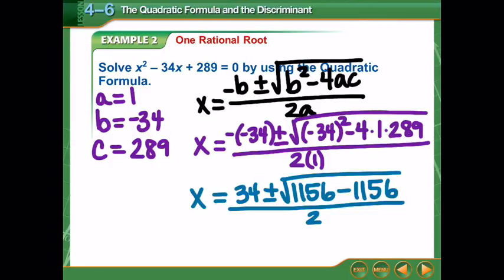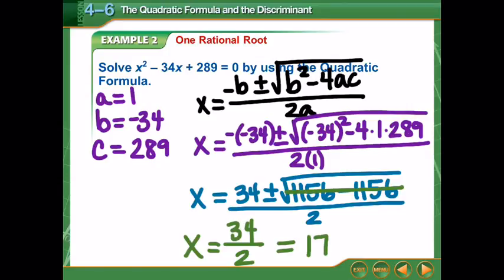Okay, so you can see underneath the radical 1156 minus 1156 is going to cancel, so that cancels out my radical as well. So then all I'm going to have is that x is equal to 34. The plus or minus doesn't have anything after it anymore, so I don't need that, all over 2. So that means x is equal to 34 divided by 2, which is 17.